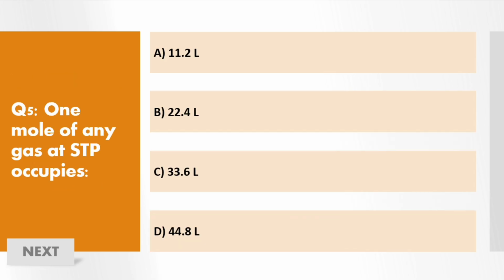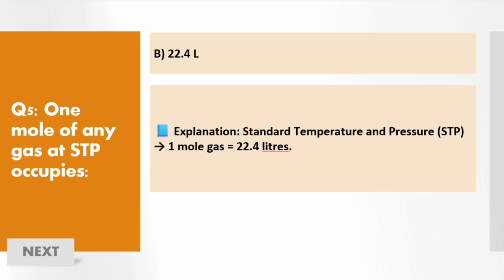Q5. 1 mole of any gas at STP occupies A. 11.2 liter, B. 22.4 liter, C. 33.6 liter, D. 44.8 L. Correct answer: B. 22.4 liter. Explanation: At standard temperature and pressure, STP, 1 mole of gas equals 22.4 liters.